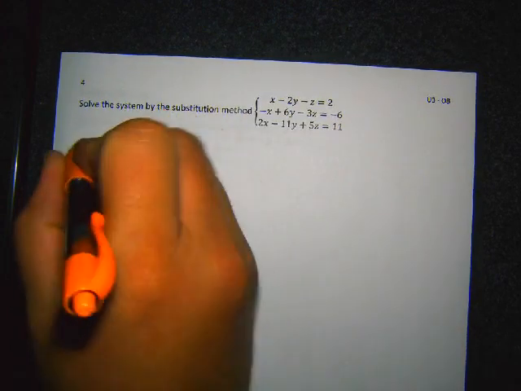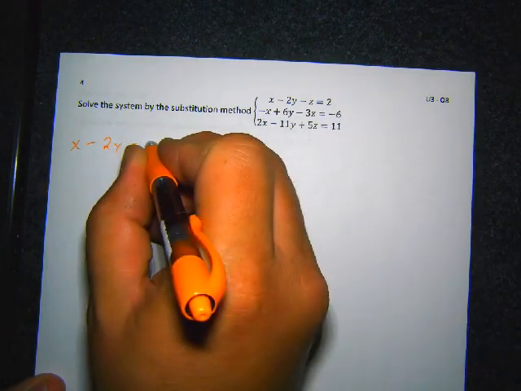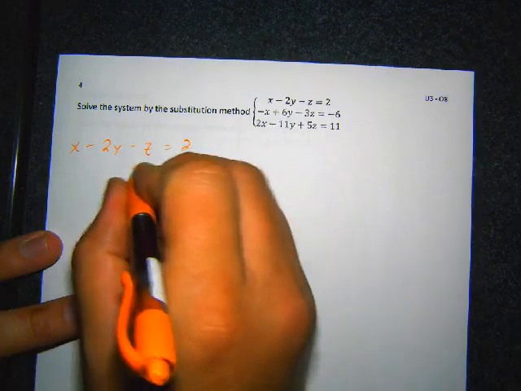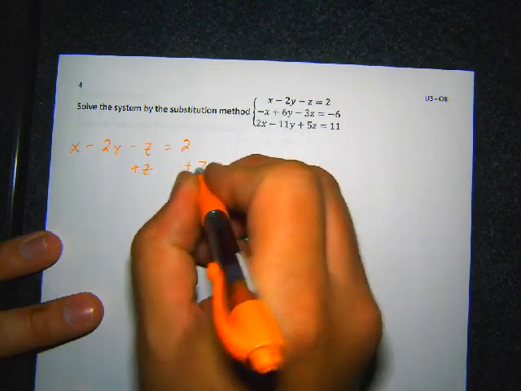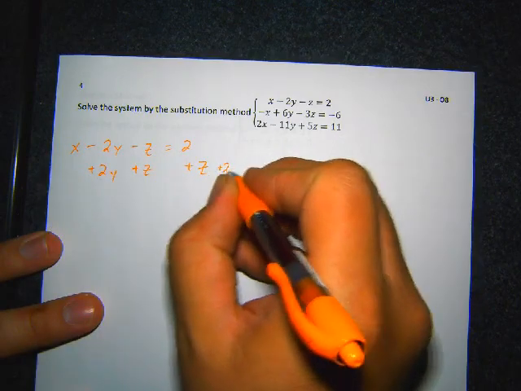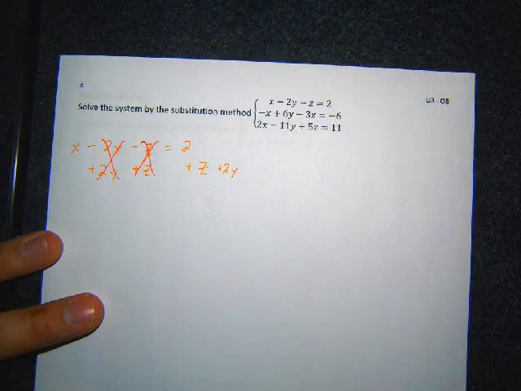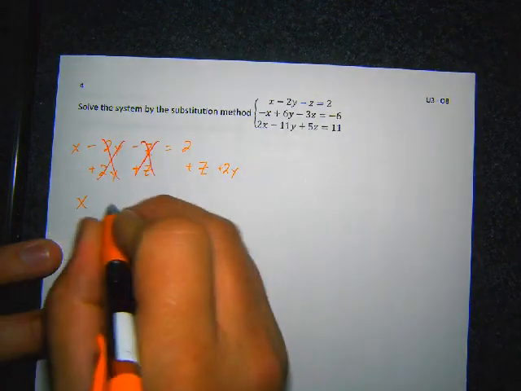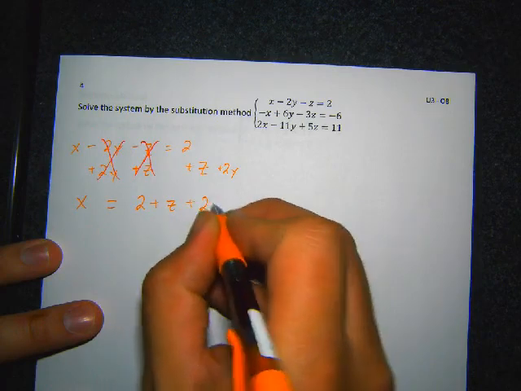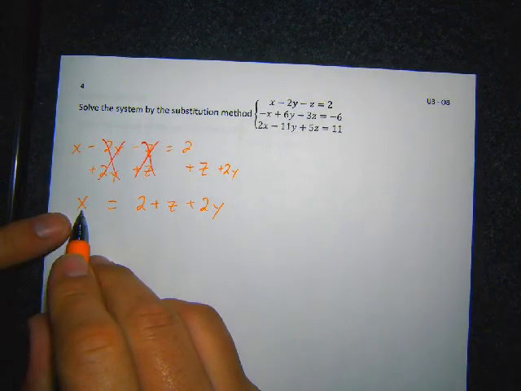So I'll start off with this x minus 2y minus z equals 2. I'm just going to try and get x by itself. So first I'm going to add z across, so I'm adding z to both sides. And then I'm going to add 2y across, so 2y to both sides. Doing that gets rid of this minus z and this minus 2y, so I can get x by itself. I have 2 plus z plus 2y. So all that just got the x by itself.